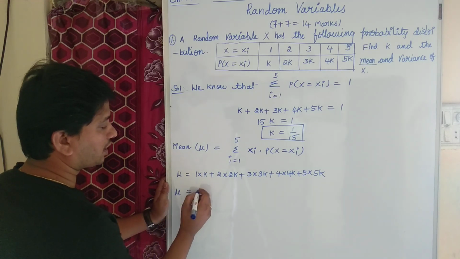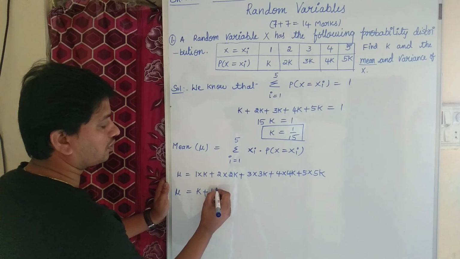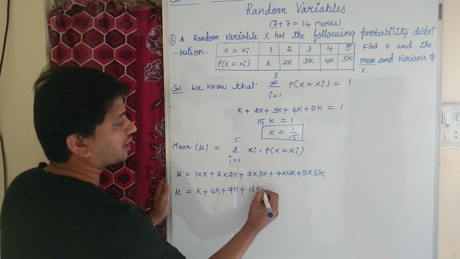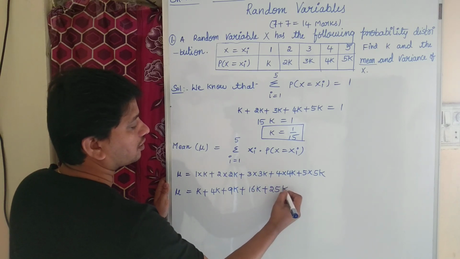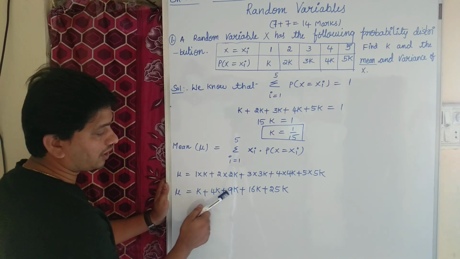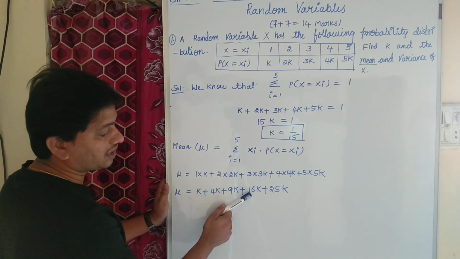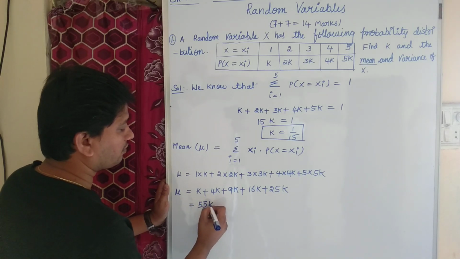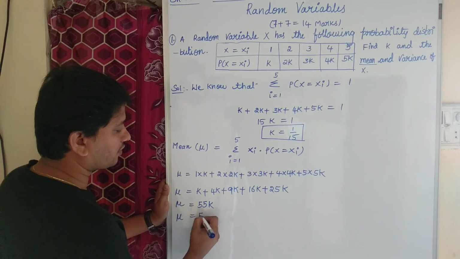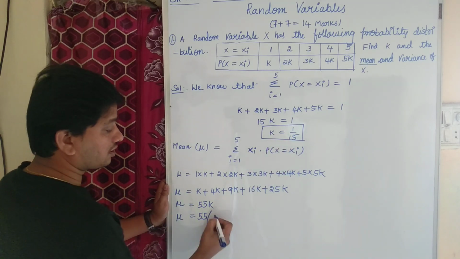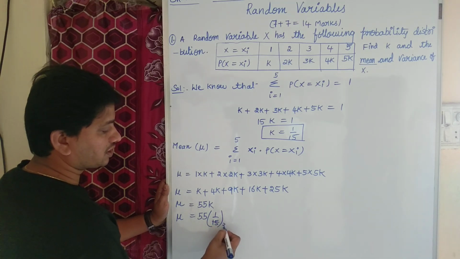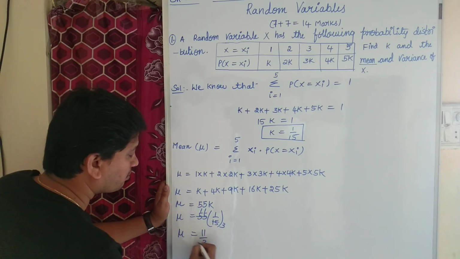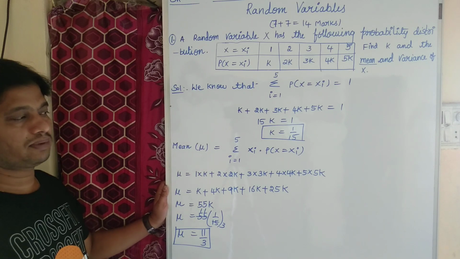Now 1 into k is k, 2 twos are 4k, 3 threes are 9k, 4 fours are 16k, 5 fives are 25k. Right? 1 plus 4 is 5, 5 plus 9 is 14, 14 plus 16 is 30, 30 plus 25 is 55. We got 55k. As we know, the value of k is 1 by 15. 5 threes are 15, 5 elevens are 55, right? So what is the value of mu? Mu value is 11 by 3.